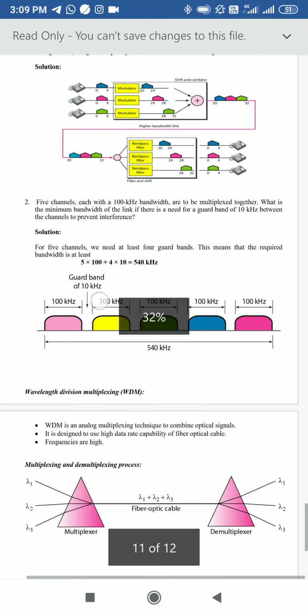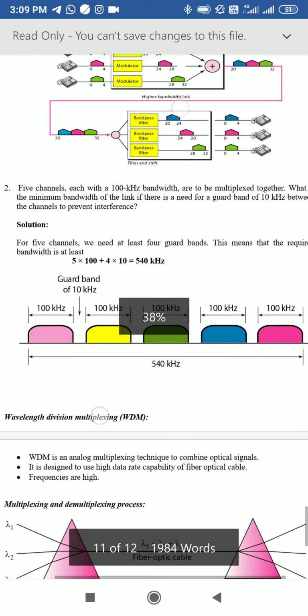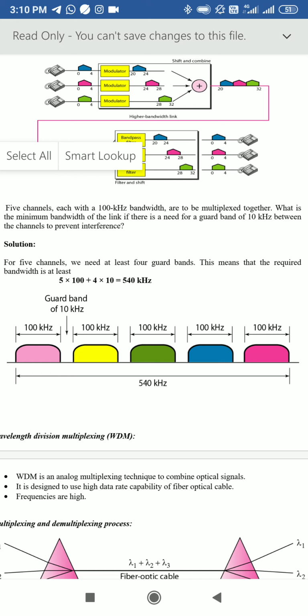Now here we have the second problem. In the second problem, they have mentioned there are 5 channels. Each channel has a bandwidth of 100 kilohertz, and in between each channel you have guard bands. So first try to draw the number of channels. Take one link. Over that link you have 5 channels. When you have 5 channels, the gap between the channels is nothing but the guard band.